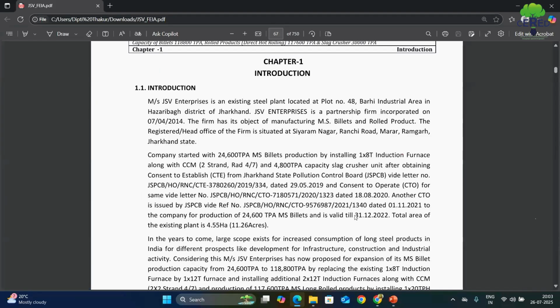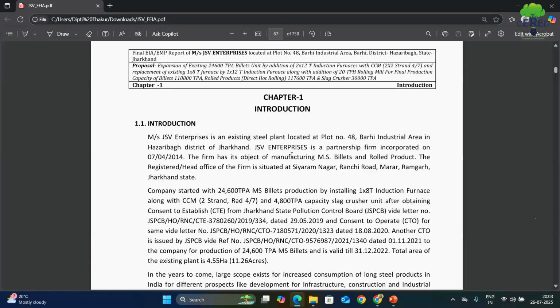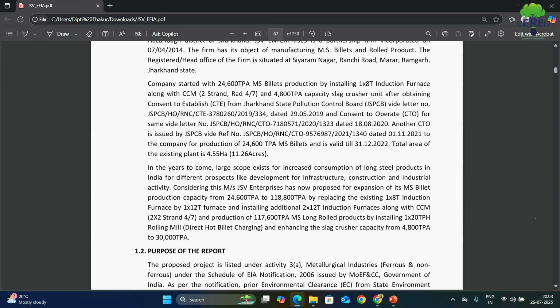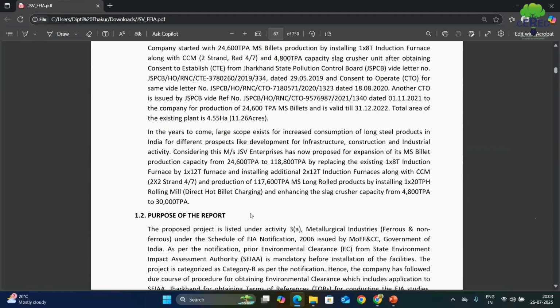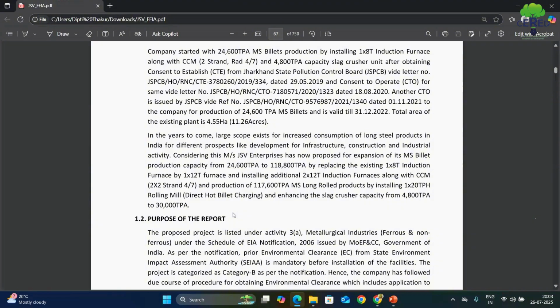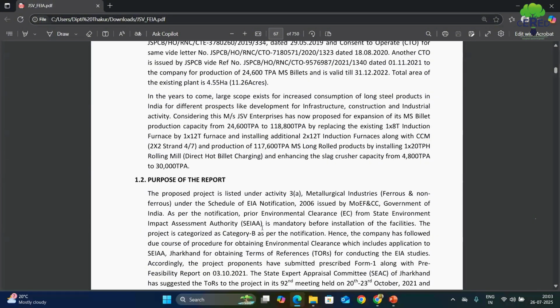See, the first chapter is the introduction of the EIA, where we write the full name of the company, the expansion of the project, the full name, the summarized configuration of the project, and the previous history of the project. We can write this in the introduction part.